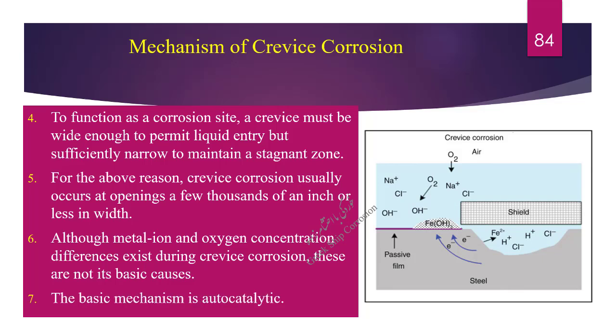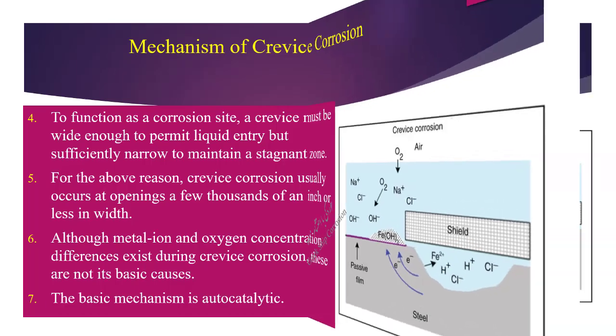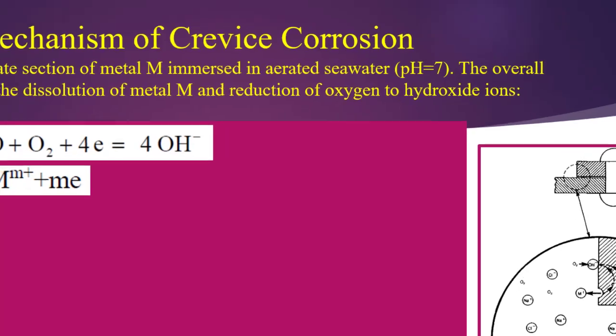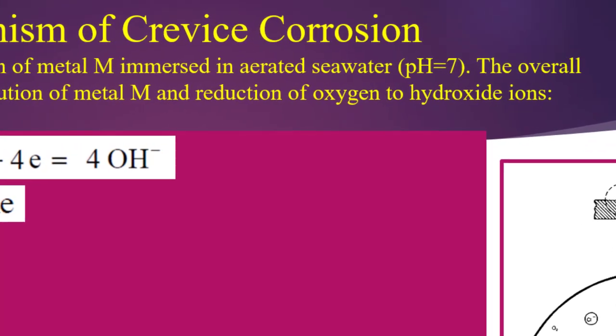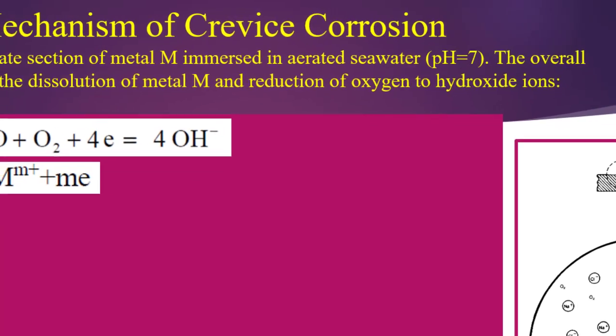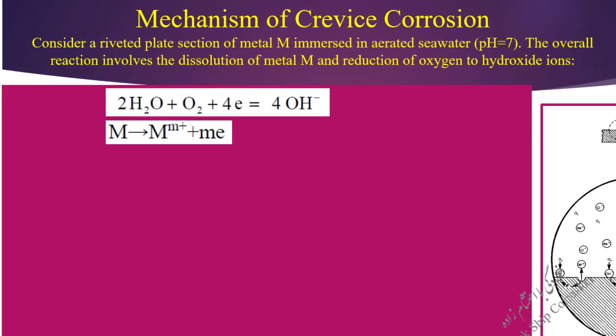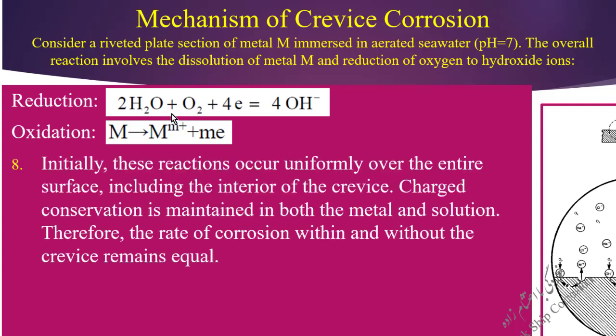The basic mechanism is autocatalytic. Consider a riveted plate section of metal M immersed in aerated seawater, pH equals 7. The overall reaction involves the dissolution of metal M and reduction of oxygen to hydroxide ions. Reduction: oxygen reduction produces hydroxide ions. Oxidation: M produces M^n+ plus n electrons.